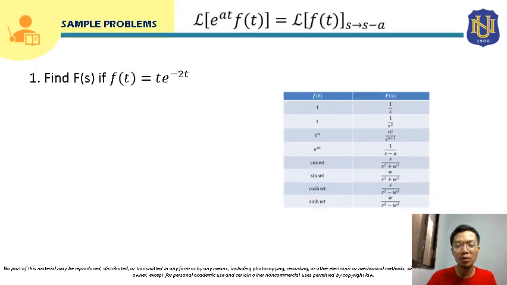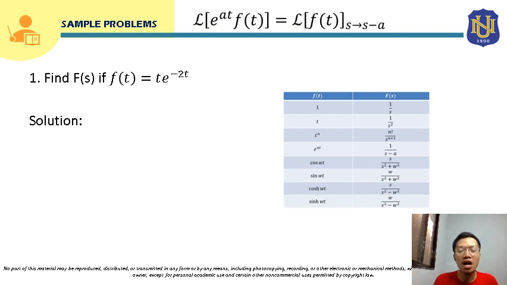Okay, so let's solve sample problem number 1 for this theorem. Find F of s if f of t is equal to t times e raised to negative 2t. Apparently, if you're going to solve this, this is a product. If this is a product, we cannot apply linearity of Laplace transform here. We cannot just solve for the Laplace transform of t and then multiply it to the Laplace transform of e raised to negative 2t. That's illegal. That's a wrong solution.